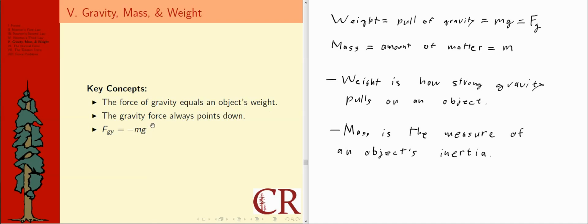One of the issues that comes up in this topic on gravity, mass, and weight is the distinction between weight and mass. As we just said, weight, which is really a measure of the pull of gravity, is equal to mg, is equal to F sub g. Mass, on the other hand, is the amount of matter and is what we represent with the symbol m. Since weight is how strong gravity pulls on an object, mass could be thought of as the measure of an object's inertia.